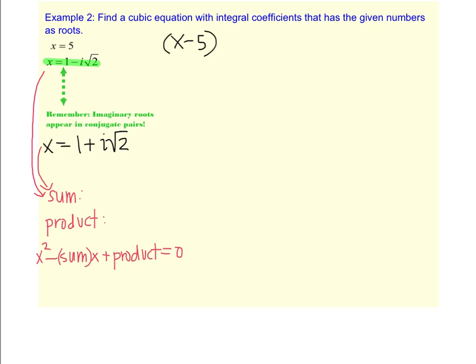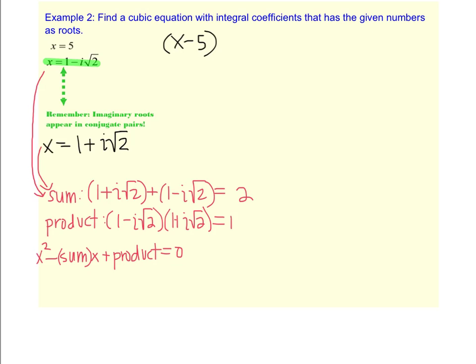So the sum of these two numbers is going to be 1 plus i root 2 plus 1 minus i root 2. If I add those together, I'm just going to get 2. And then the product, these are conjugates, so 1 minus i root 2 times 1 plus i root 2. We're going to get 1 times 1 is 1. Inner and outer terms will cancel, so then the last two terms will get negative i squared times 2, and i squared is negative 1. So putting that together, we just have 1 plus 2, or 3. So we have x squared minus 2x plus 3.